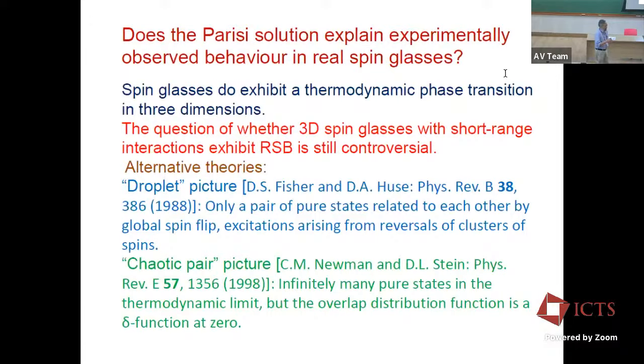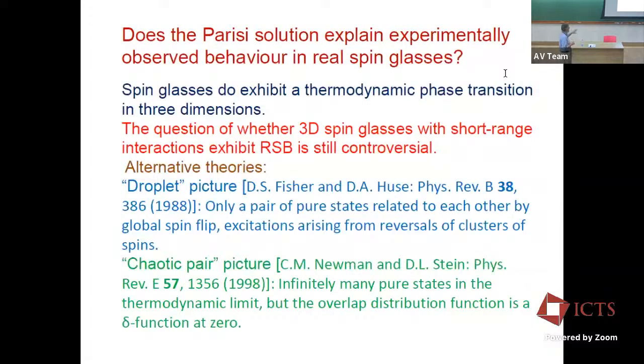And this excitation spectrum extends all the way to zero. Just like, again, if you have spin waves in a Heisenberg ferromagnet, for example, spin wave energy can be arbitrarily small. So there are excitations, but those excitations are rare.